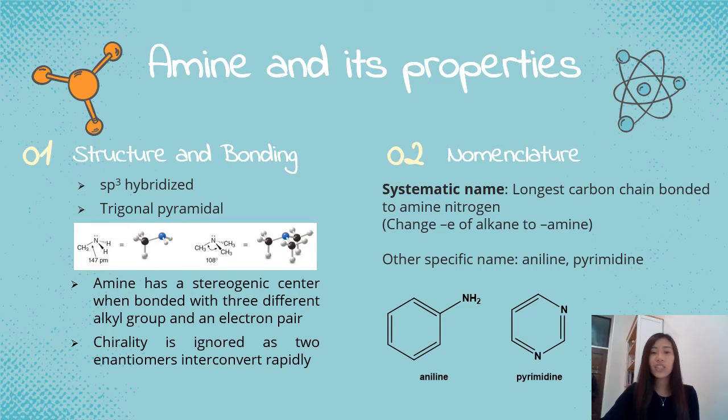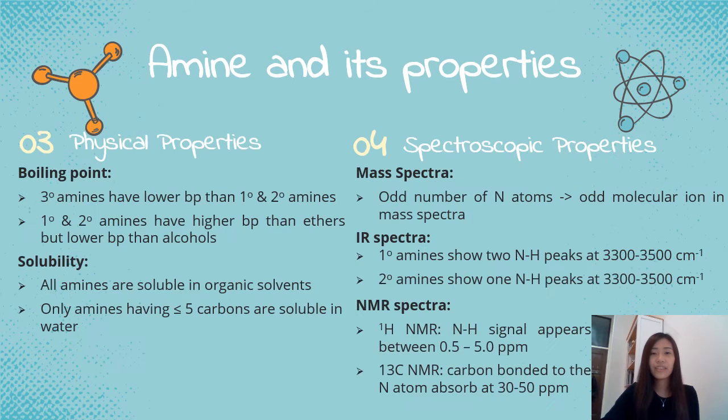For nomenclature, the systematic name of amines is given by locating the longest carbon chain bonded to the amine nitrogen. The E ending of the alkyl chain is changed to amine. There are other specific names that are used based on the structure, such as aniline and pyrimidine.